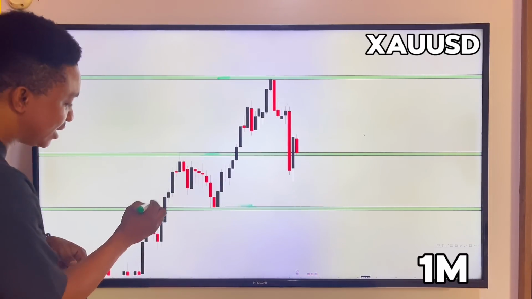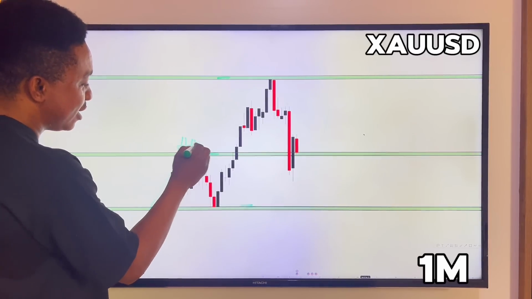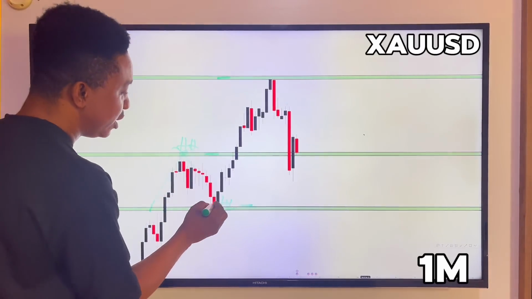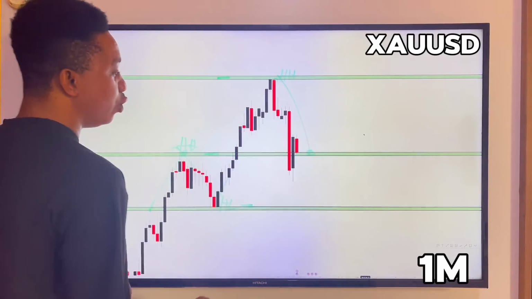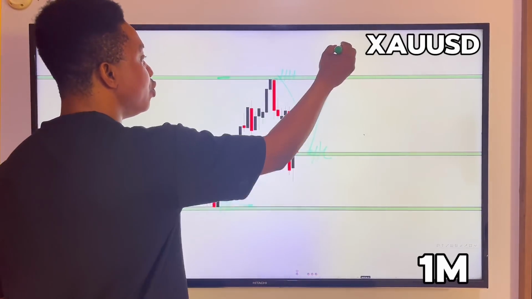Let's explain. This is a daily push to the upside, higher high. This is a daily exhaustion, higher low. This is a daily continuation push, higher high. And then this is also a daily higher low. Where do we go next after the higher low? We go all the way to the upside.